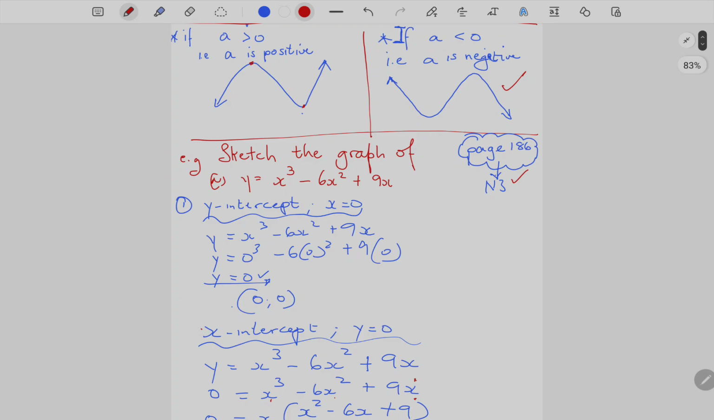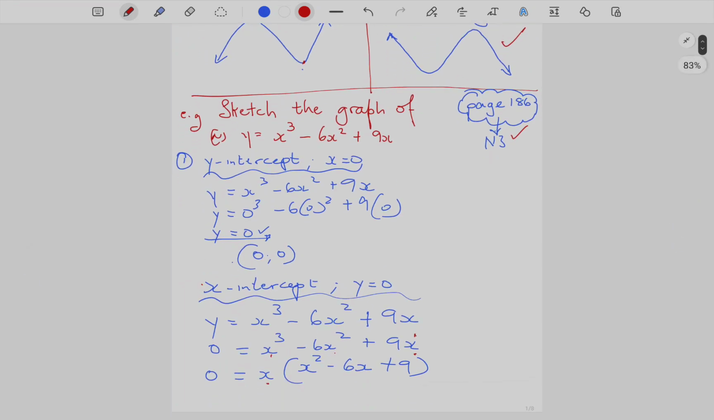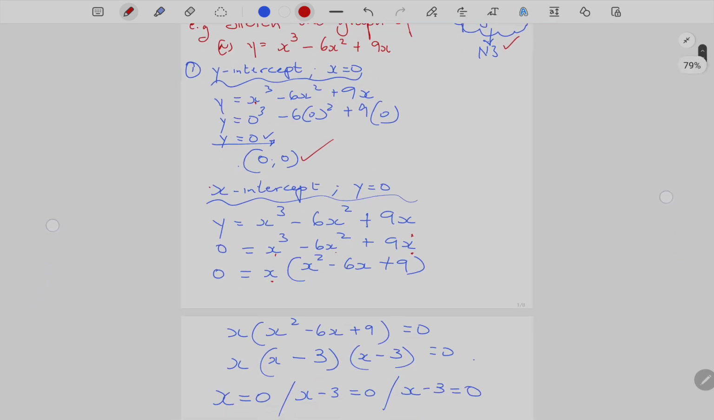Okay, the steps to follow for us to sketch the graph. Firstly, we must start with the y-intercept. Y-intercept, we let x be 0. What does that mean? It means in place of x, whenever you see an x, you put a 0. So you're going to have 0 to the power 3 minus 6 times 0 squared plus 9 times 0. Then you use your calculator, therefore y is equal to 0. What does that mean? When x is equal to 0, the value of y is equal to 0. So this is a point that we are going to have when we plot the graph.